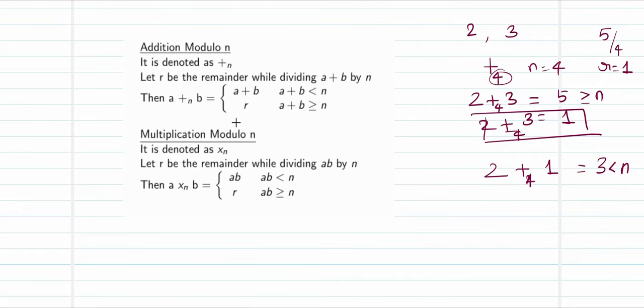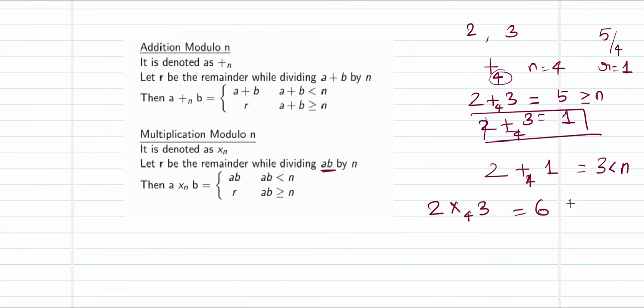And the same thing works for multiplication modulo. So R is the remainder when you are dividing the product AB by n. So say take the same elements 2 and 3. What will be 2 multiplication modulo 3? What will be 2 times 3? This is going to be 6.